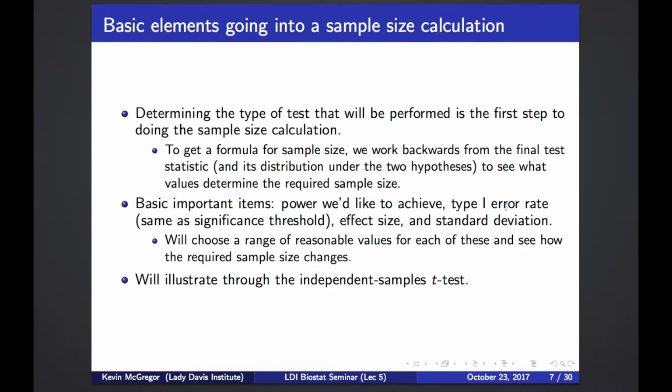the type 1 error rate, the effect size. So if you're thinking about the difference between two means, it would be how big is the difference between those two means, and the variation in our data. So how much within group standard deviation do we have? And so we would want to choose a reasonable range of values for each of these and see how our required sample size changes. So I'm going to illustrate a sample size calculation through the independent samples t-test.